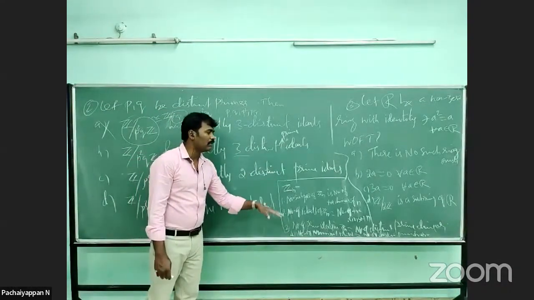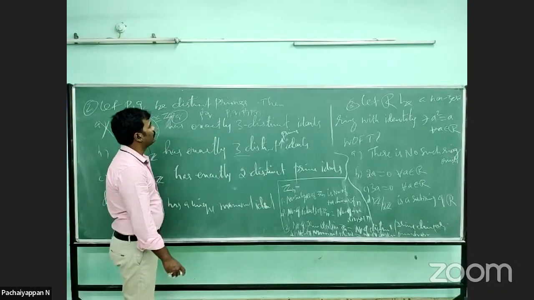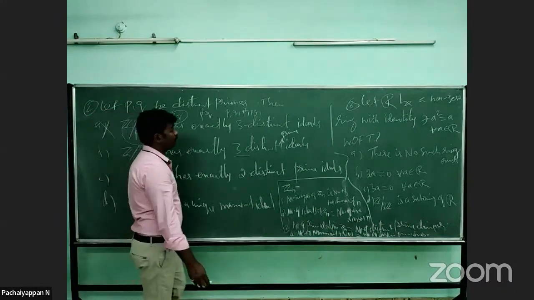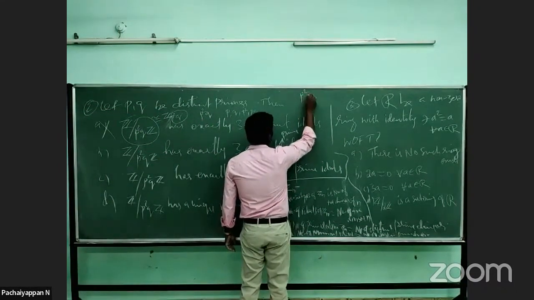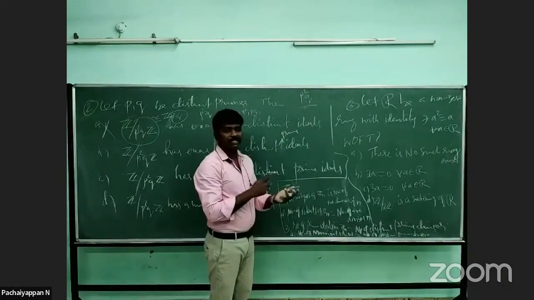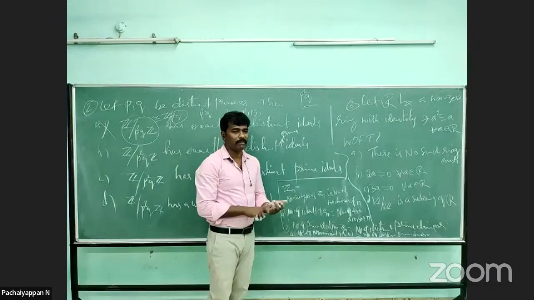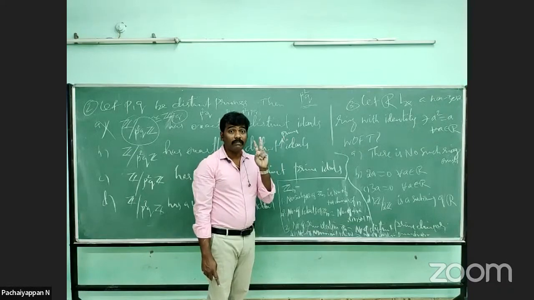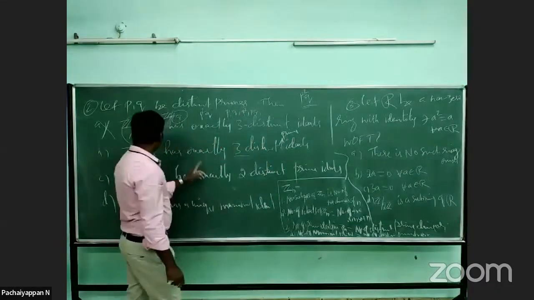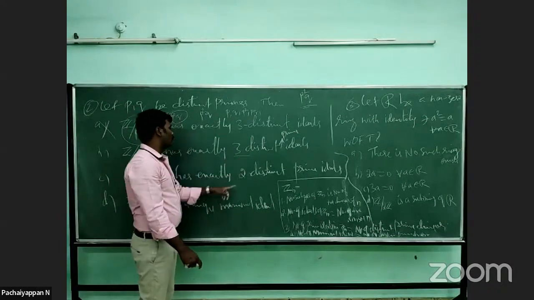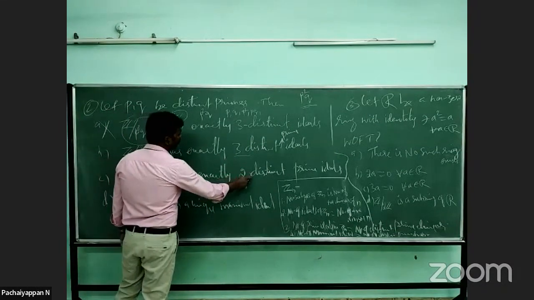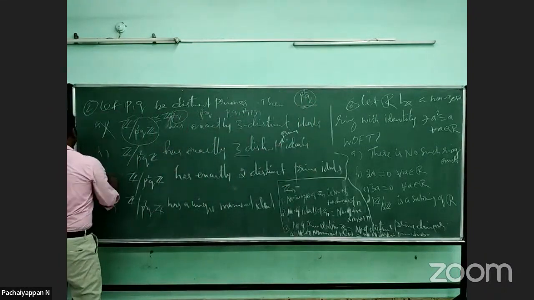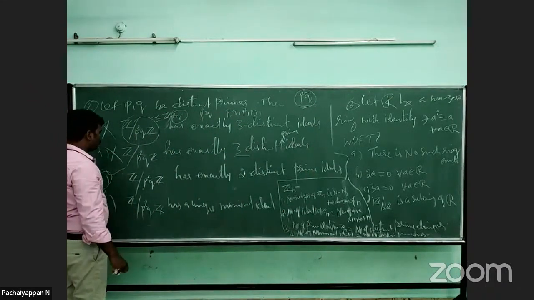The number of prime ideals equals the number of prime divisors. How many prime divisors are there of P square Q? Only two: P divides and Q divides. PQ is not a prime. Only two primes divide P square Q. Therefore it has exactly two prime ideals. So option B, saying exactly three, is wrong. Option C says it has exactly two prime ideals. Yes, because it has two prime divisors. Therefore option C is correct and option B is false. What about option D?